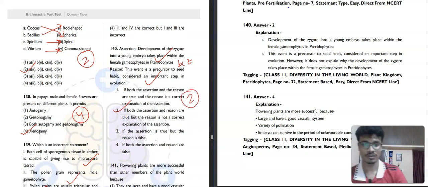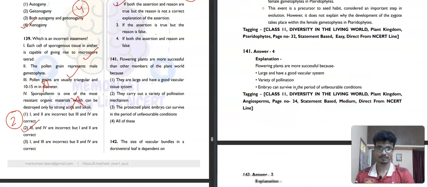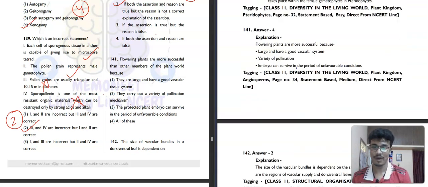Moving to the next question, question number 141. It is saying that flowering plants are more successful than other members of the plant world because they have a large and good vascular system. Correct. They carry out a variety of pollination mechanisms. Correct. The protected plant embryo, because the plant embryo is protected, can survive in the period of unfavorable conditions. So all of these are correct. The fourth option is your correct answer.